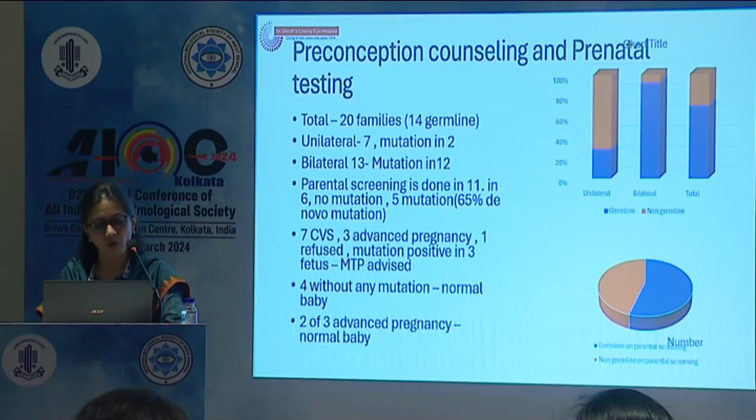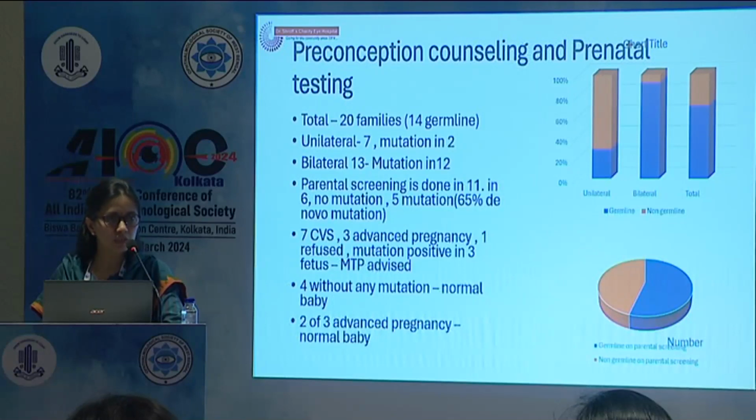This is the data of our patients. Interestingly, 20 families were counseled. We did CVS for 7 of these families. 3 had advanced pregnancy, so it could not be done. 1 refused. And in 3 fetuses which turned out to be positive, MTP was advised and they went ahead with the termination. And all these 3 families where the CVS showed a mutation in the fetus also had heritable RB, meaning another affected family member, either the parent or somebody else in the family, also had a tumor.